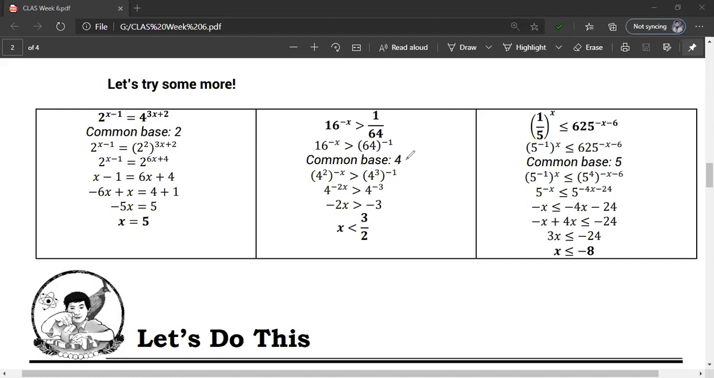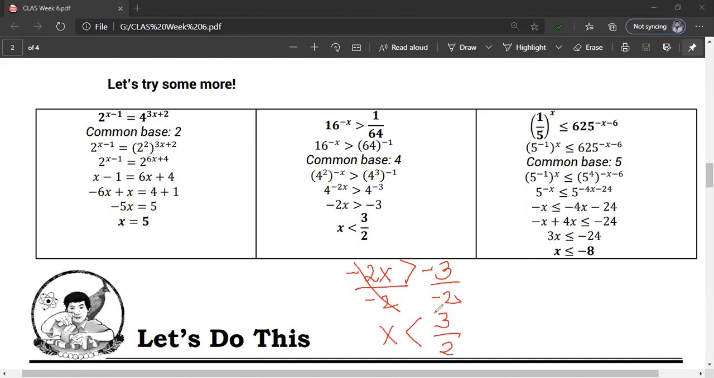So, kapag nag-multiply or nag-divide tayo ng negative number to any inequality, magbabaliktad po yung sign. So, in this case, naging negative 2x is greater than negative 3 siya, di ba? So, divide negative 2 to cancel 2 from the x. Ngayon, since nag-divide tayo ng negative, naging baliktad yung sign. Naging less than. So that would become 3 over 2.